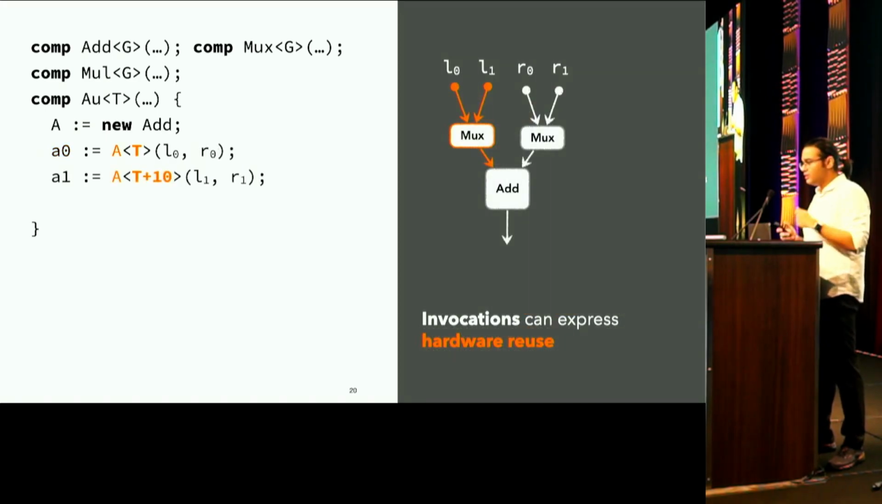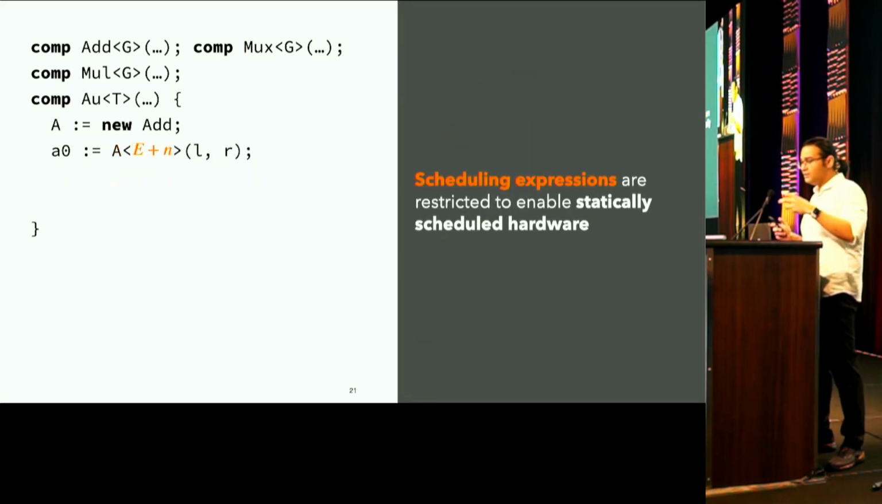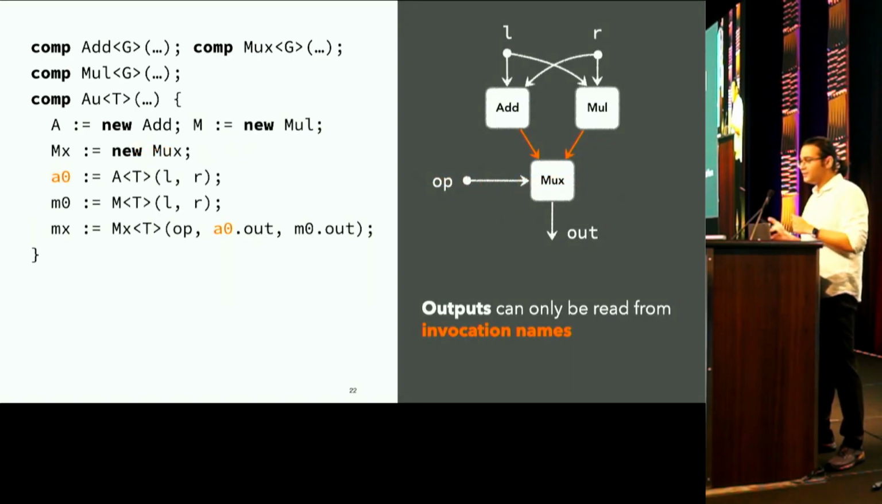This allows us to explicitly express design reuse. We can say that the adder is used twice here, once at time t and another time at t+10 with different inputs. And we can go back and look at this scheduling primitive, and I'll mention here that the language of scheduling expressions is restricted. It only allows you to write things like some event plus some natural number. And this is because Filament is a language for describing statically scheduled hardware. It's hardware whose timing behavior is independent of its inputs. Next, we can go back and fill in our design. I'll point out that instead of reading the outputs of the instances, we read the outputs of the invocations.